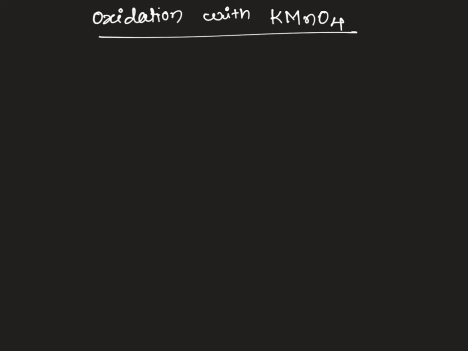The next reaction is oxidation with KMnO4, that is, the reaction of alkene with KMnO4. If we take KMnO4 as an oxidizing agent, depending upon the condition, the nature of product formation will differ. One case we can use hot KMnO4, another case we can use cold KMnO4. Based on the temperature, hot and cold, the product formation will differ.